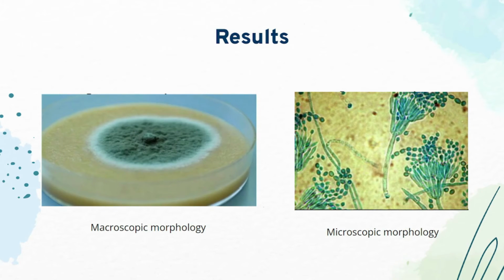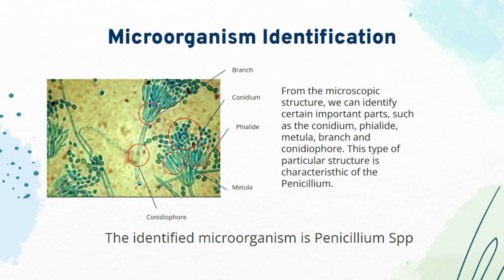These are photos of the macroscopic morphology in the culture, and we also have the microscopic morphology. And then we proceed to identify the microorganism. We can do this from the microscopic structure. So we identify important parts such as the conidia, metulae, branch, and conidiophore. This type of structure is characteristic of Penicillium. So the identified microorganism is Penicillium spp.